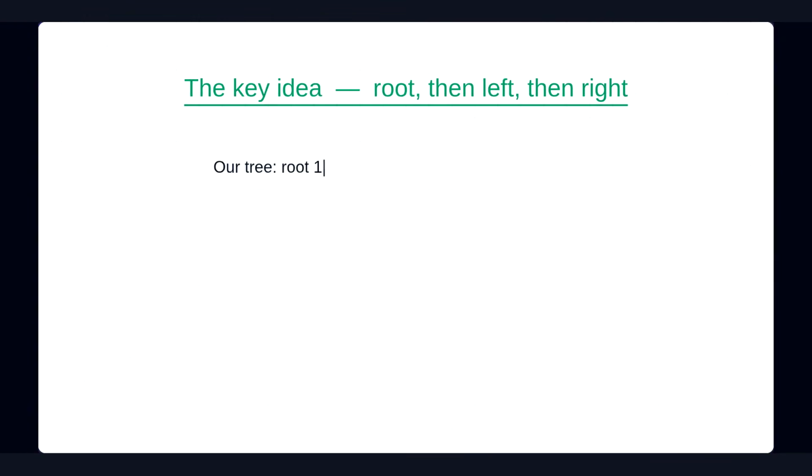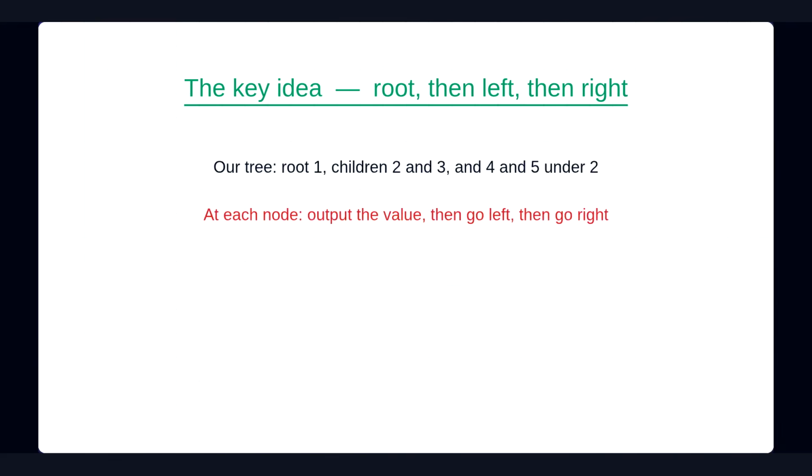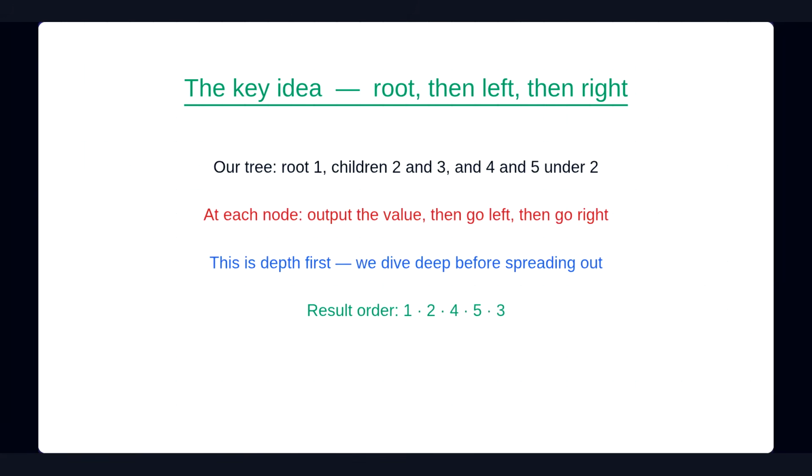The trick is recursion. To do a preorder of any node, we first output that node's own value. Then we run the very same preorder on its left child, which handles the whole left subtree. Then we run preorder on its right child for the whole right subtree. The base case is an empty node where there's nothing to do, so we just stop. Because we always dive into a child before moving on, this is a depth first walk. On our tree, it gives 1, 2, 4, 5, 3.